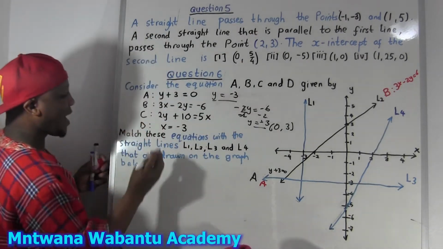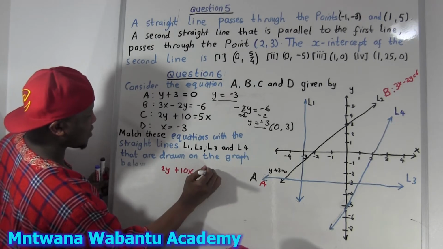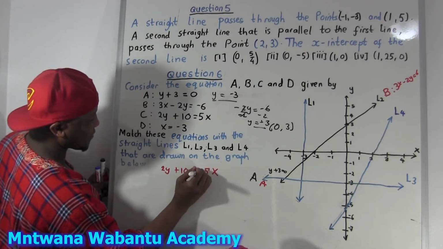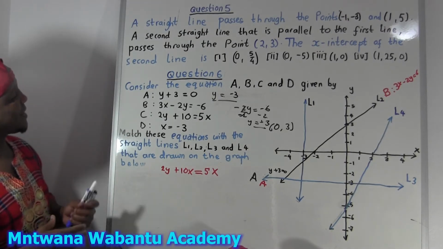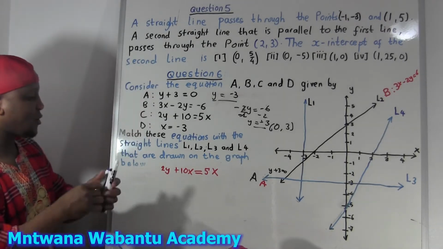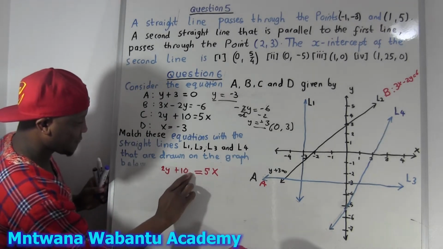Now for the third equation, 2y plus 10 equal to 5x. Now, what we want to get is where it's going to cut at x and where it's going to cut at y.